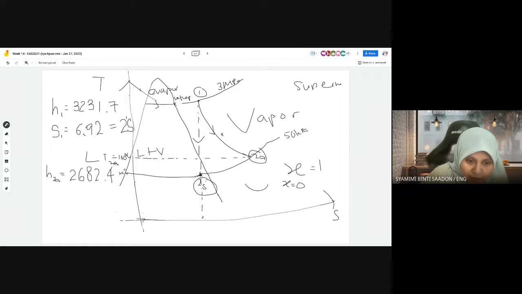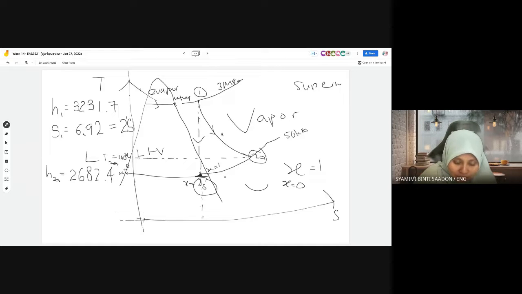This one, X is 0, the quality of the vapor. At this point, X is 1. Or if you want to use percentage also can, 0 and 100%. So we need to find the X, the quality at this point 2S, because 2S may be not totally vapor yet. It has some drops of liquid in there. So we need to find the X for 2S. So how do we find that?